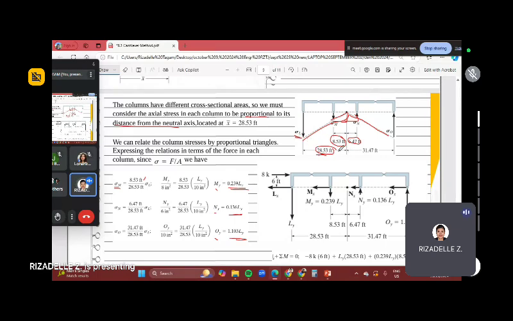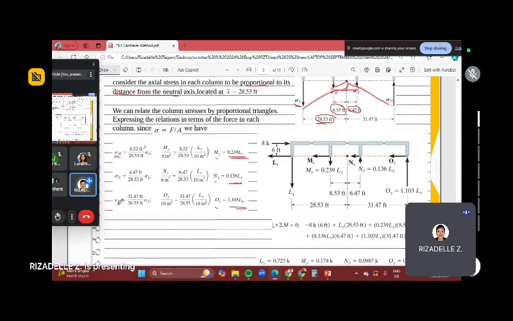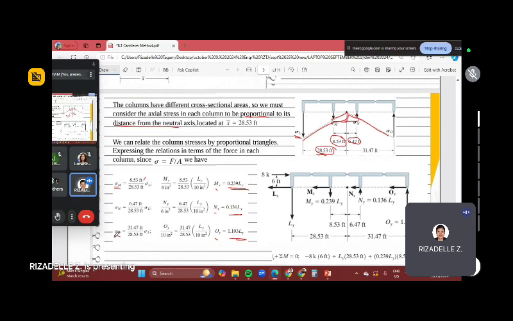You flip the triangle. It is proportional. And for the stress O, it is the bigger triangle, O. Neutral axis to the corner is 31.47 feet over 28.53 feet.